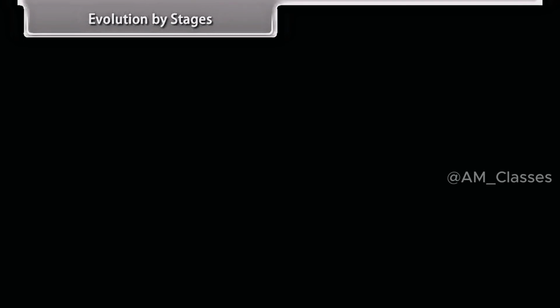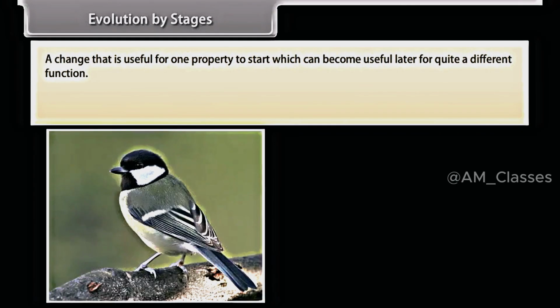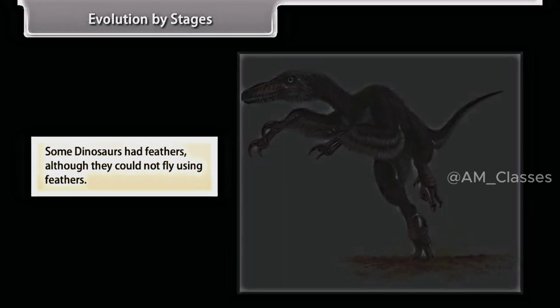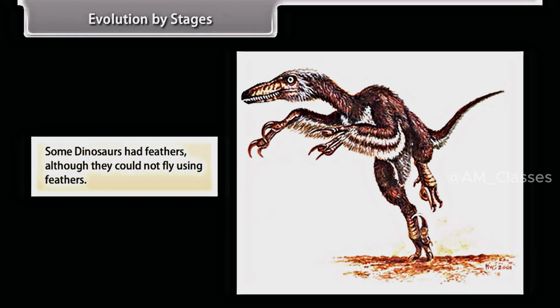Evolution by stages. A change that is useful for one property to start with can become useful later for quite a different function. Example, feathers can start out as providing insulation in cold weather, but later they might become useful for flight. Some dinosaurs had feathers, although they could not fly using feathers.